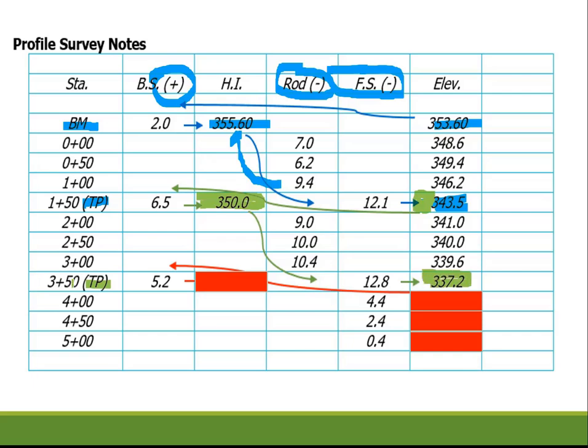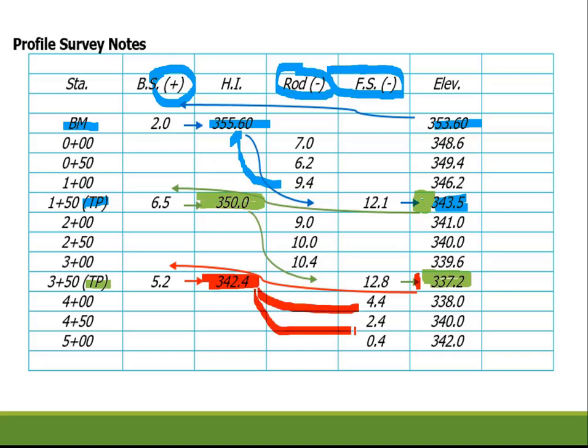One more time through then, this ground elevation, add the backsight gives me the height of instrument, and then I can subtract a foresight and another foresight and another foresight. Each time, whether it's a foresight or a rod reading, these are each getting subtracted from the height of instrument to give ground elevation at that location.